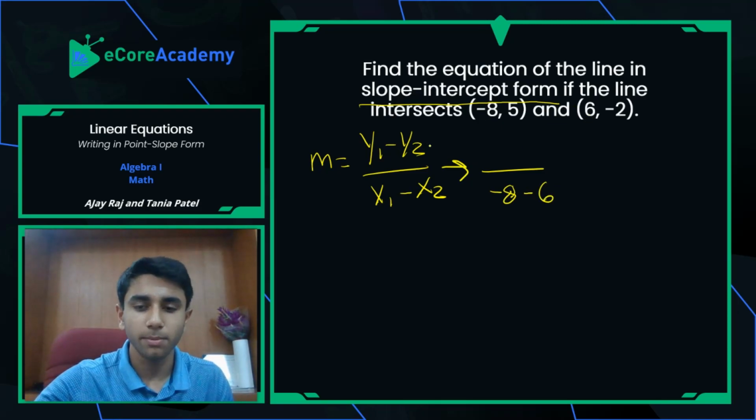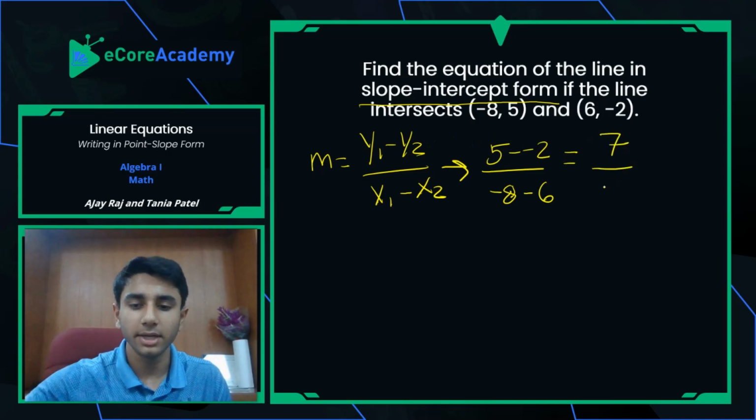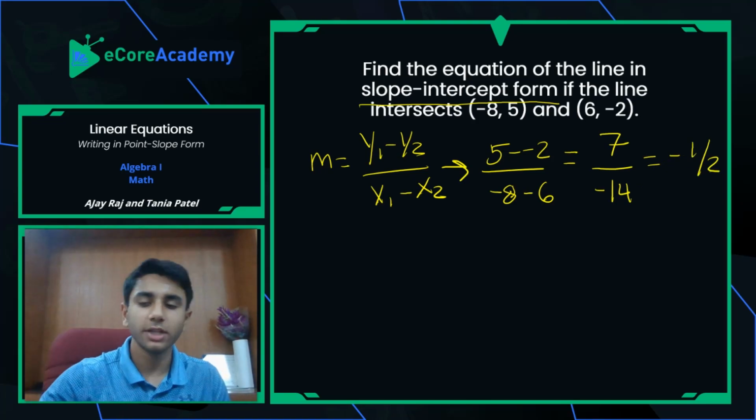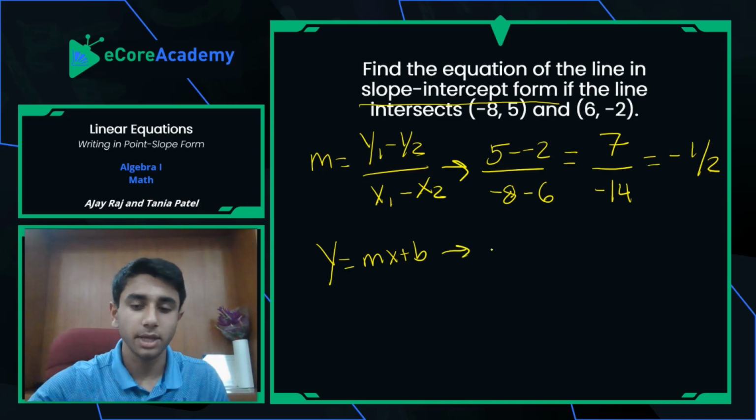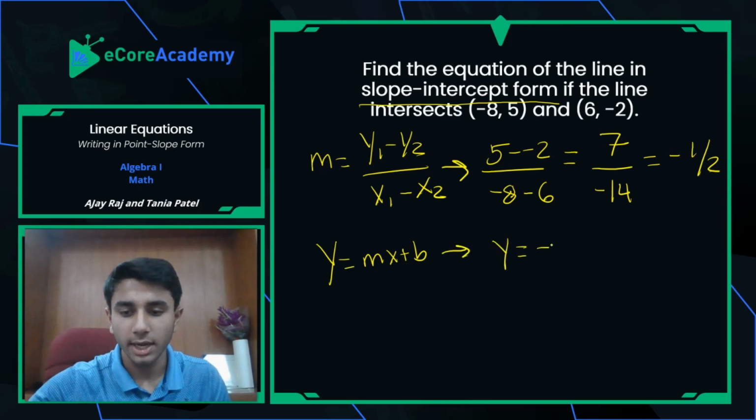Up top, we have y1 minus y2, so that's 5 minus negative 2. When we calculate that, 5 minus negative 2 is 7 up here. And then negative 8 minus 6 is negative 14. Therefore, our slope is going to be negative 1/2. All right, so now that we've calculated our slope, let's take our slope-intercept form equation, y equals mx plus b. Now we can substitute m for our slope, so y equals negative 1/2 x plus b.